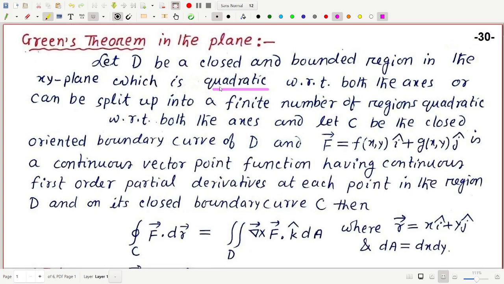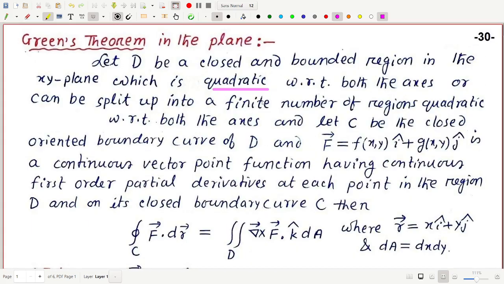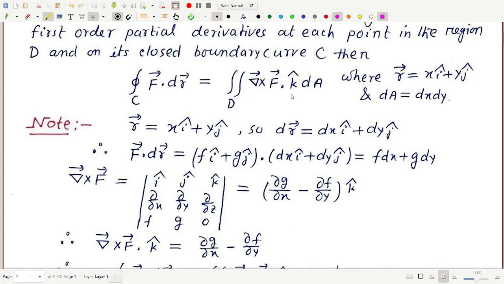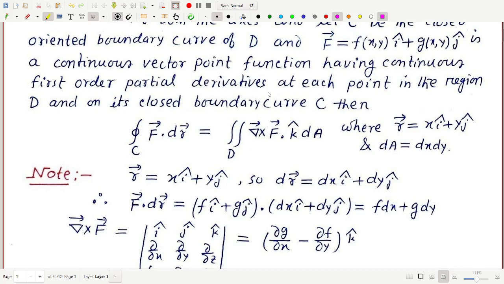Quadratic with respect to both the axes means any line parallel to the y-axis or parallel to the x-axis meets the boundary of the region D in at most 2 points. That is called quadratic with respect to both the axes. Okay, so this is Green's theorem in the plane, the connection between line integral and double integral. Now this is the vector form, and now the Cartesian form.